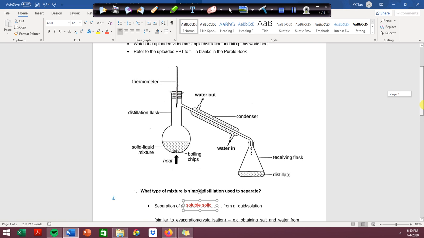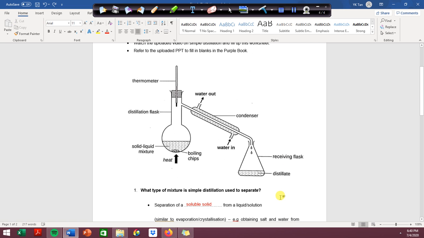So for this video, we'll be talking about the process of simple distillation, including the types of mixtures that simple distillation can be used to separate, the principle of simple distillation, the apparatus that we need, as well as some things that you need to take note of when you are doing simple distillation.